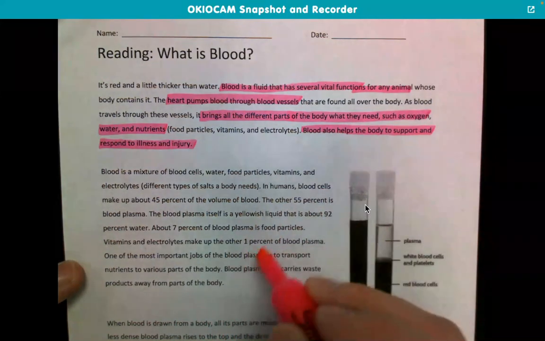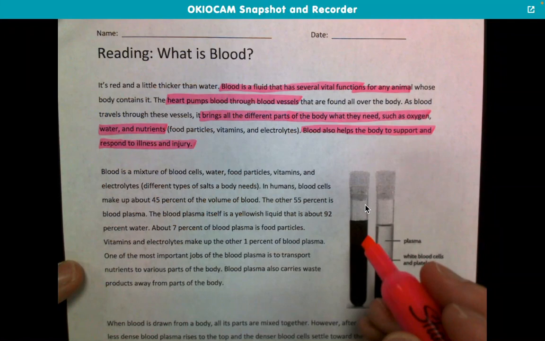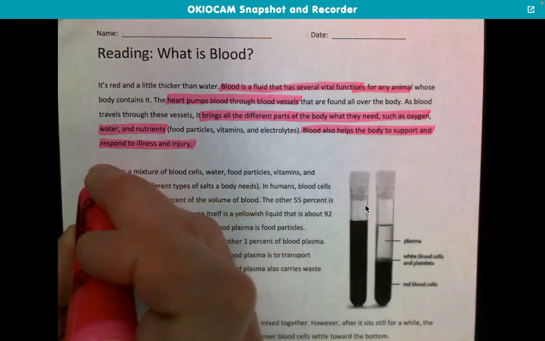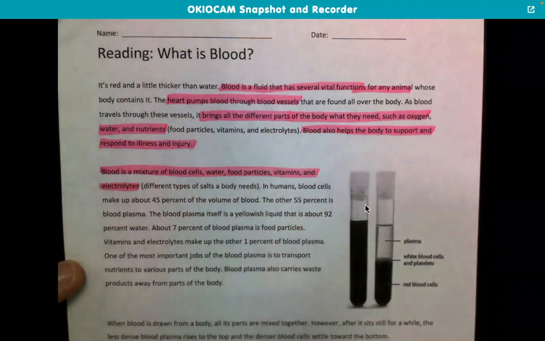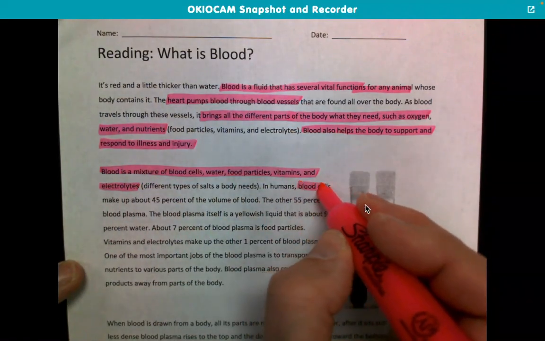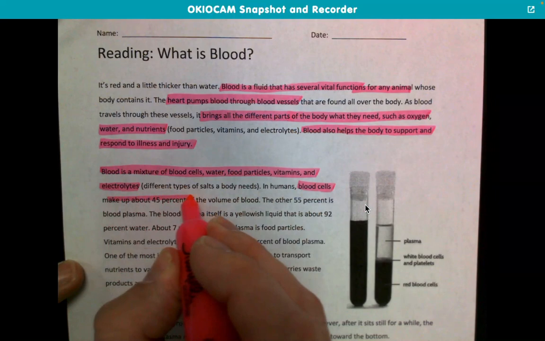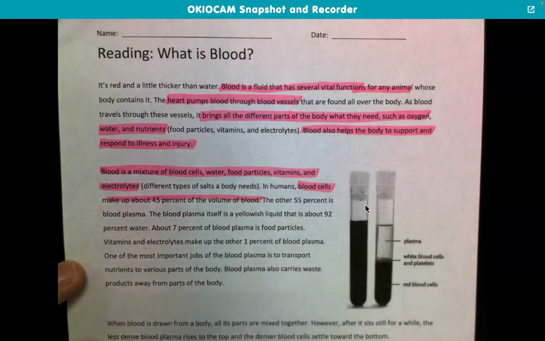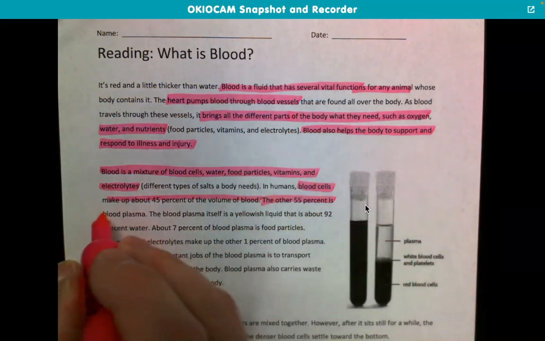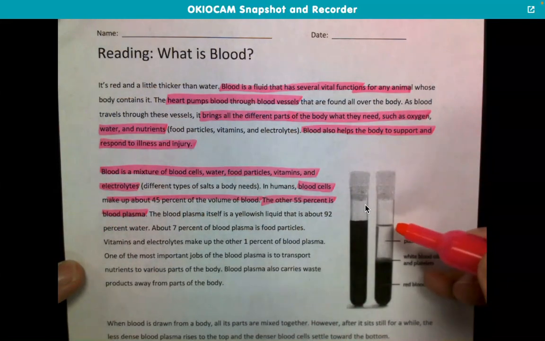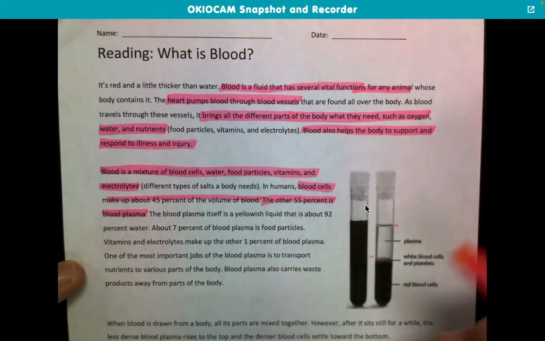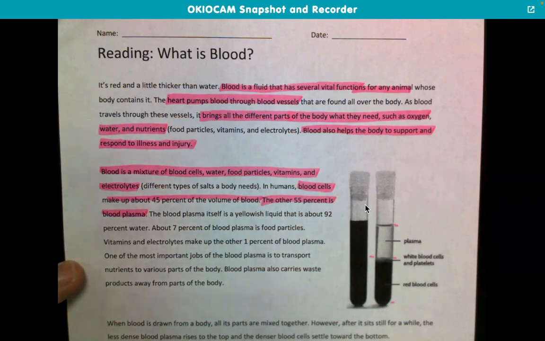Okay, so we're going to look at the text here and we're going to look at this diagram too. So we want to highlight that blood is a mixture of these things here. That blood cells make up about 45% of the volume of blood. The other 55% is blood plasma. So if you look at this right here, about 45% from here to here is the plasma, and then from here down, a little more than half is the red blood cells.